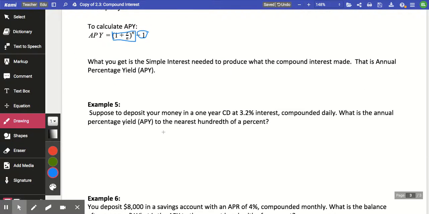So taking a look at example 5, suppose you deposit your money in a 1-year CD at 3.2% interest compounded daily. What is the annual percent yield to the nearest hundredth of a percent? So in this case, R is 3.2. Since we're looking at APY, T is definitely only 1. So we don't even have to factor that in because N times T is still just N. And then since we're compounding daily, N equals 365.